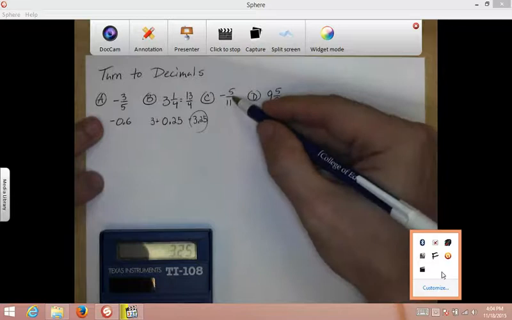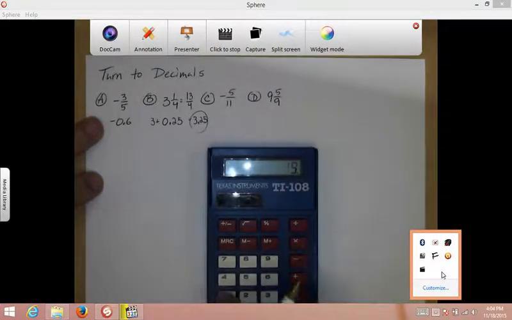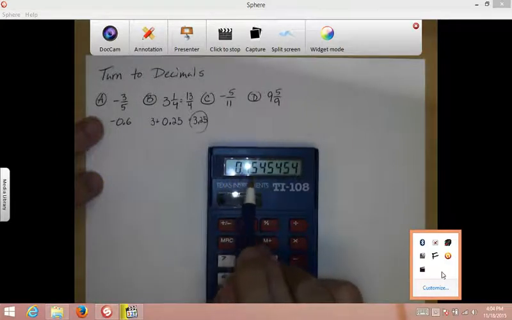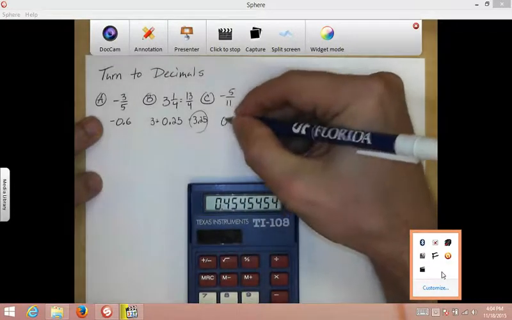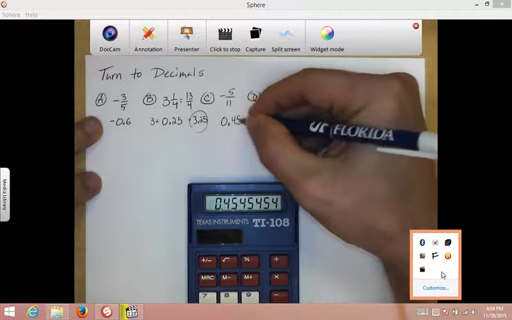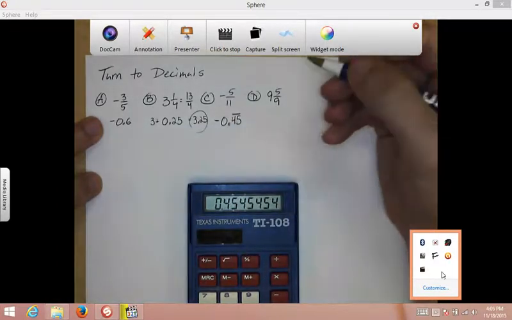This one right here, we have negative 5/11. So we're going to type right in 5 divided by 11. We end up getting 0.454545. Since the 45 is repeating, we're going to use bar notation there. So we write 0.45, bar notation over the 4 and the 5. And since this is negative, our answer is negative.